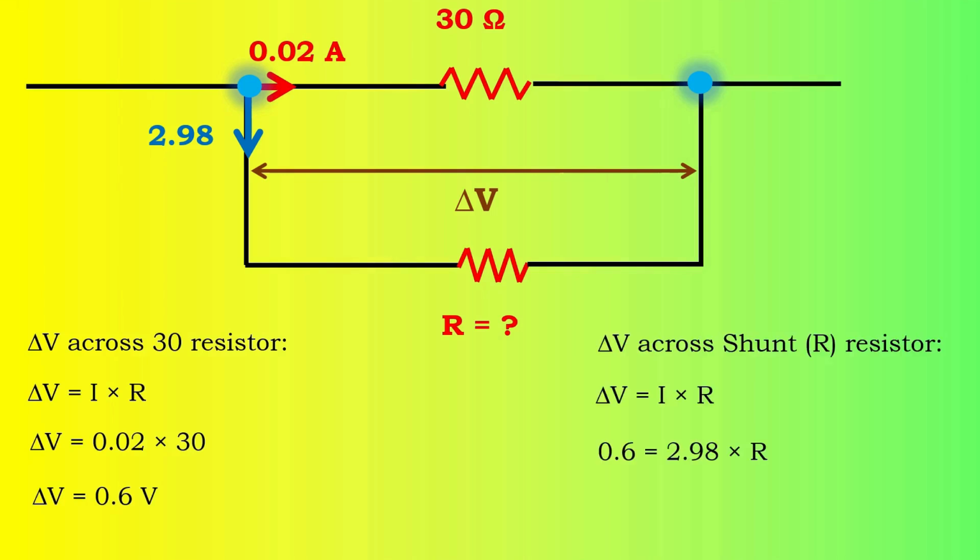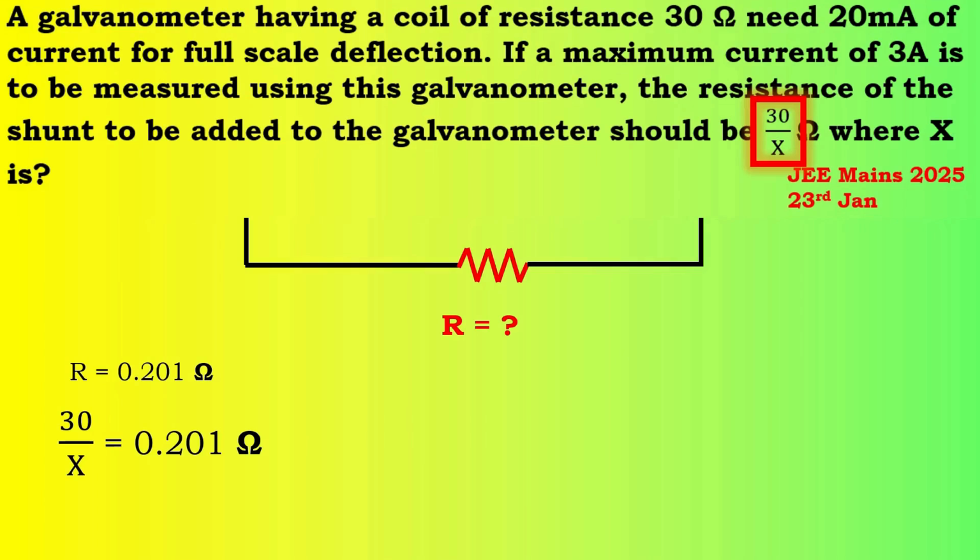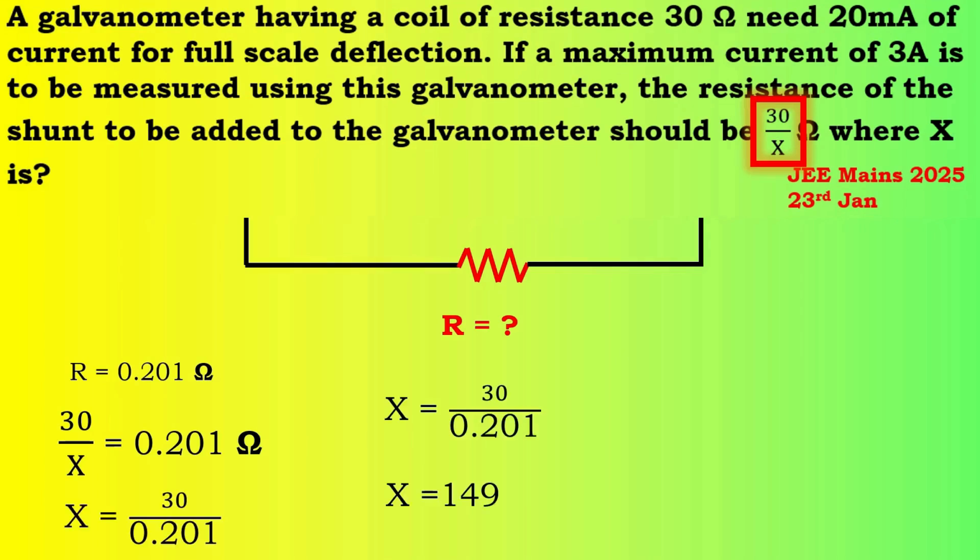Now apply Ohm's law to the shunt resistor. Voltage is 0.6 volt, and current is 2.98 ampere. So resistance equals voltage divided by current. This gives approximately 0.201 ohm. The question says the shunt resistance is 30 upon X ohm. So, 30 upon X equals 0.201. Solving this gives X approximately equal to 149. So the final answer is X equals 149.